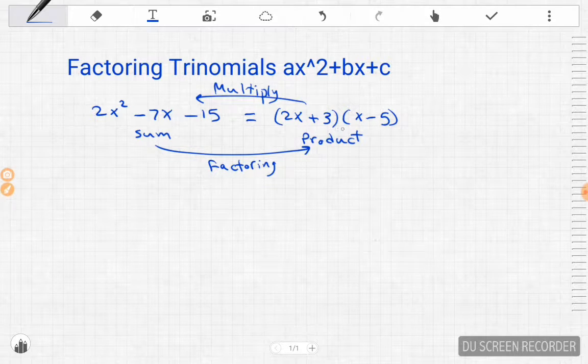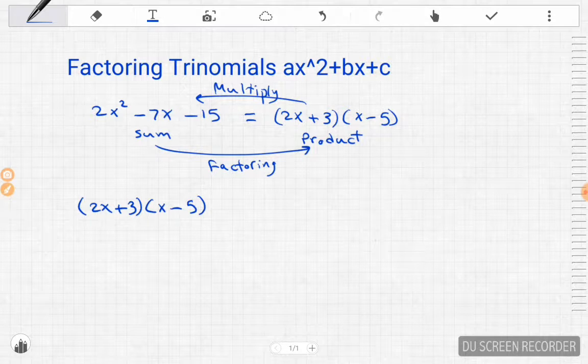So I'm going to start with these two binomials here. I'm going to multiply them and find some clues or some tricks that I can use to factor the trinomial that I start with. So let's learn together how to multiply 2x plus 3 multiplied by x minus 5.